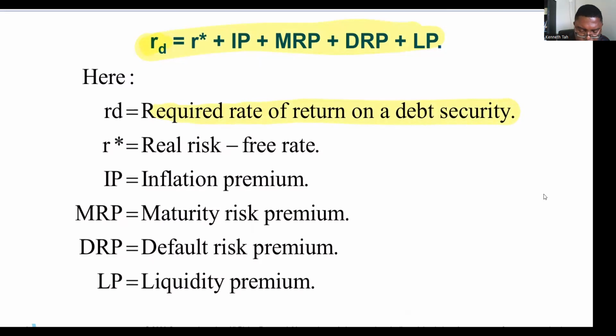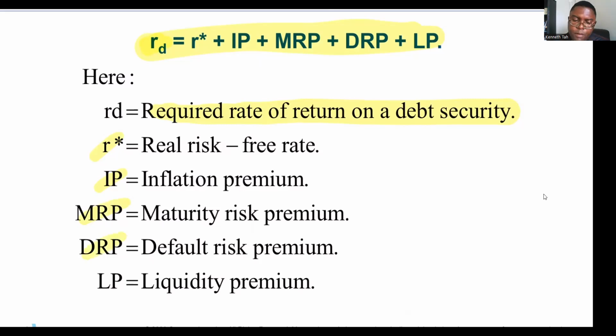It is this real rate of return plus inflation premium, compensating investors because of inflation in the market. Then there is maturity risk premium. Changes in market interest rates can cause a large change in the price of a long-term bond. So that factors into the required rate of return on the debt security.